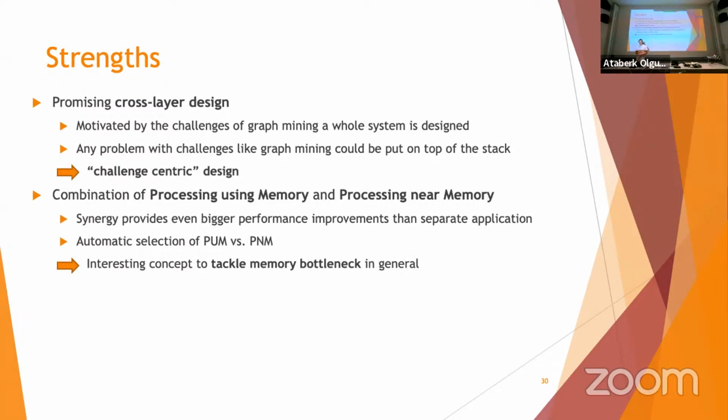Secondly, it is one of the, if not even the first paper that uses the combination of processing using memory and processing near memory. In earlier lectures, we've already seen that each processing using memory and processing near memory provides some performance improvements. And it seems like the synergy of both of them could provide even bigger improvements. In combination with the automatic selection of processing using memory and processing near memory by the SISA control unit, I think this is a very interesting concept to tackle memory bottlenecks in general.